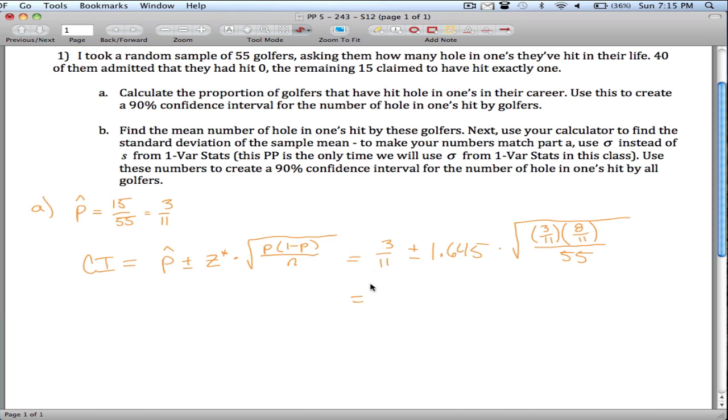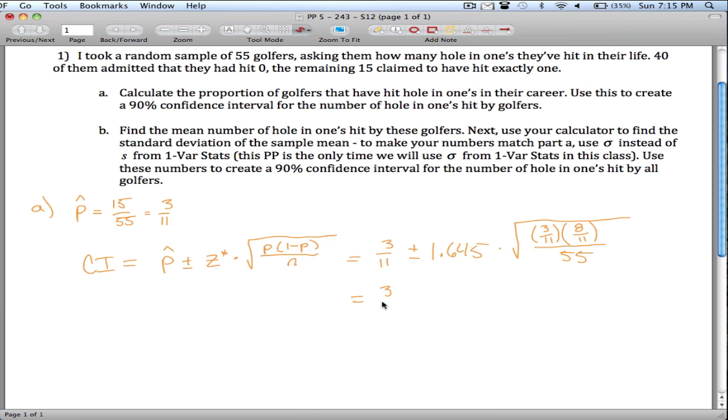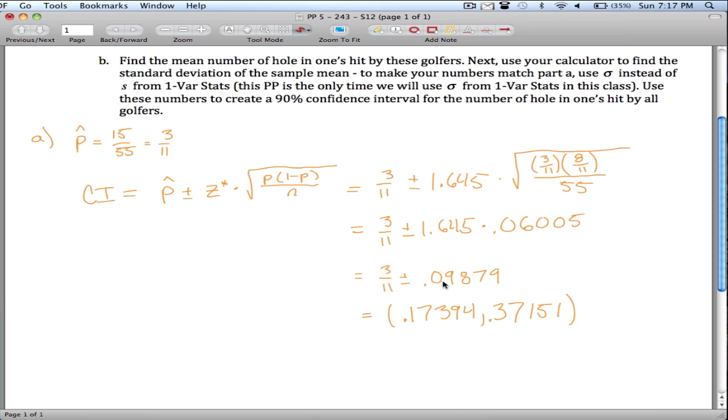If you plug all that into a calculator, you get 3/11ths plus or minus 1.645 times 0.06. I'll write a bunch of decimals, probably more than you will. Maybe 0.005, something like that. Then you can figure out what this is. Again, put it into a calculator. You calculate it all out. Our margin of error here is 0.09879.